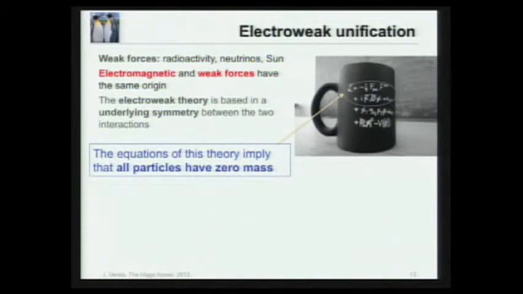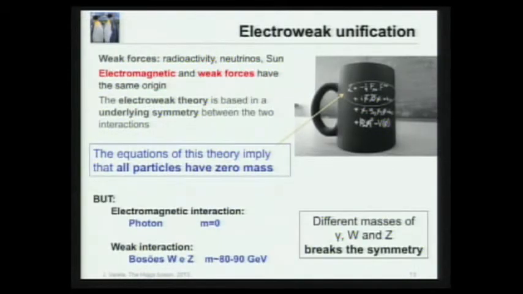And why? Well, because these equations were very nice if all the particles have zero mass. But this is not the case. So people knew that the photon has mass zero, and this weak interaction, the mediator should be massive, should have a large mass, because there is a relation between mass and the range of the interaction, and this weak interaction is short range. It only has effect at very small distances. So, because these equations only describe particles of zero mass, they are mathematically interesting, but they don't describe reality, so let's forget about them. And this was the situation for a long number of years. So what people said is that the different masses of the photon relative to W and Z breaks the symmetry.